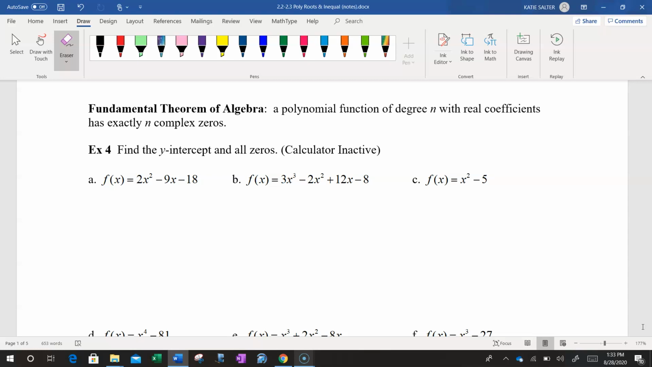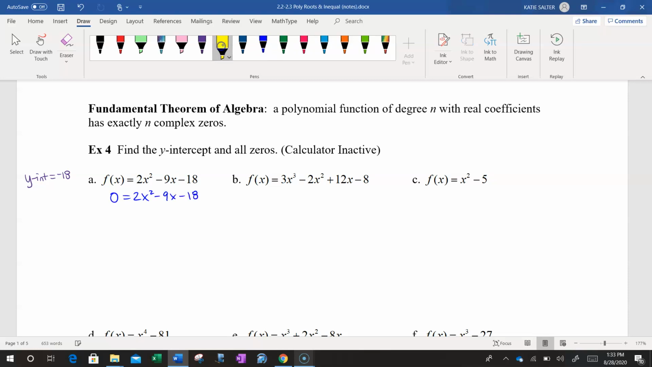This first one, we start out with a quadratic. The degree is 2, so we should have 2 real zeros. But before we get going with that, let's go ahead and find the y-intercept. Because this is in standard form, we know when we substitute 0 for x, we'd just be left with negative 18. It's always the constant term. So we know that the y-intercept is negative 18. To find those x-intercepts, we're going to set this equation equal to 0. So 0 equals 2x squared minus 9x minus 18.